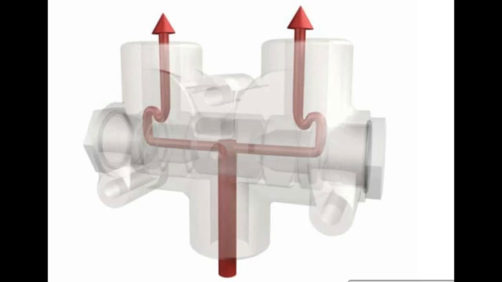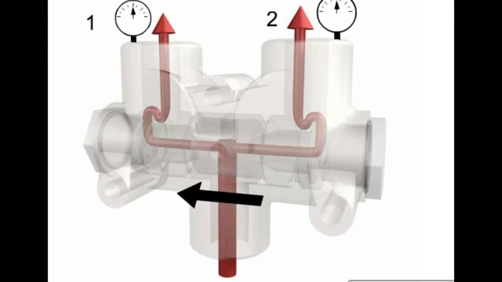Flow from the inlet enters the center of the spool through the cross-drilled hole. The flow divides and flows to both ends of the spool. Fluid flows out both ends of the spool, around the ends of the spool, and out the narrow passages to the outlet ports. If pressure at outlet 2 increases, the spool will shift to the left.